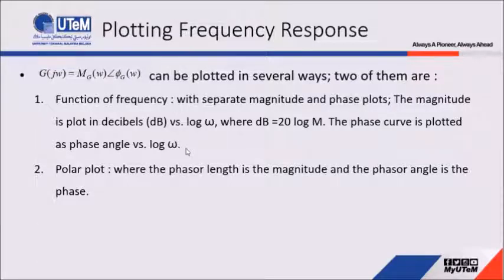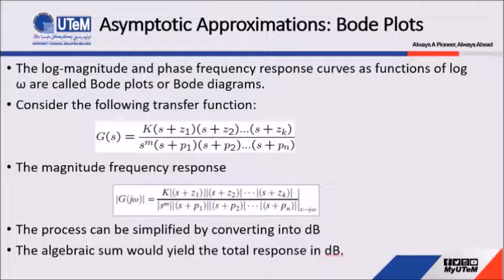The second method that we can use is the polar plot, where the phasor length is the magnitude and the phasor angle is the phase. As earlier mentioned, in this topic we will only focus on this technique, the asymptotic approximation plot. The log magnitude and phase frequency response curves as a function of log omega are called the Bode plot or Bode diagram.